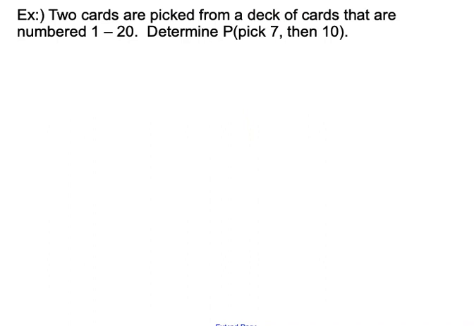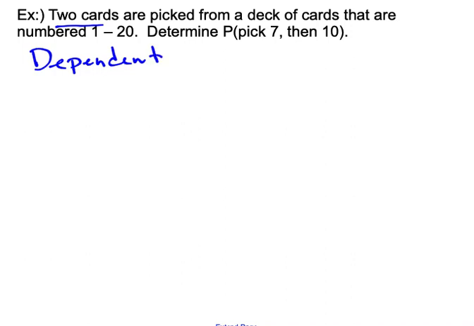2 cards are picked from a deck of cards that are numbered 1 through 20. What's the probability of picking a 7 and then picking a 10? All right, we got to think about this. Is this independent or dependent? 2 cards are picked. It doesn't say anything about it being replaced. They're probably picked at the same time, so we need to treat these as dependent events.